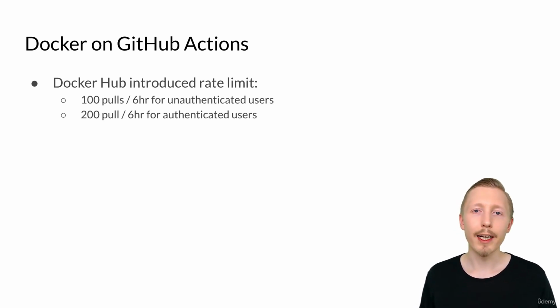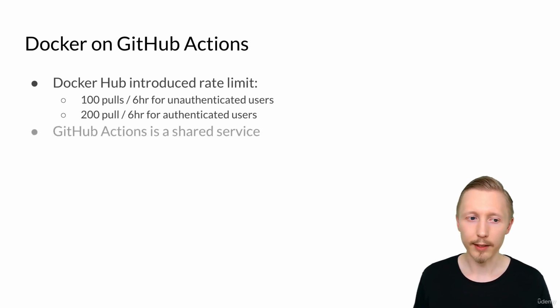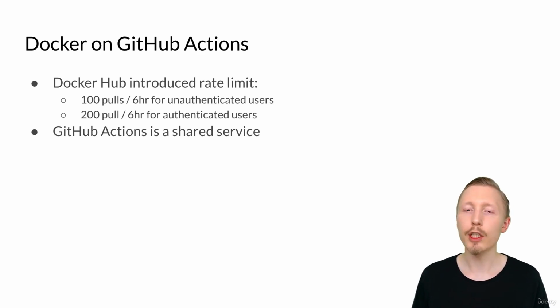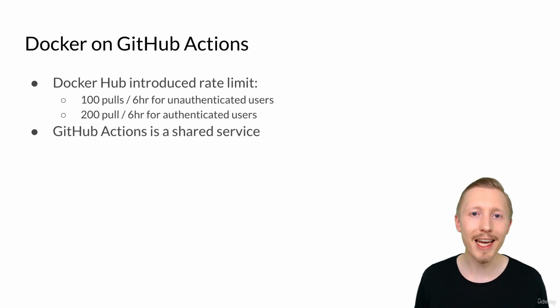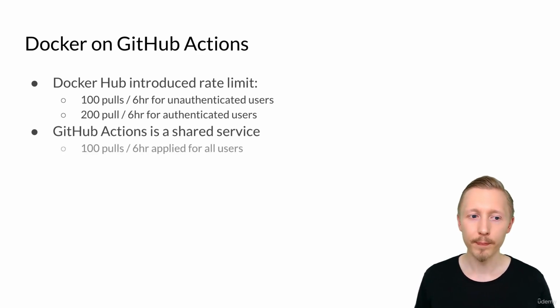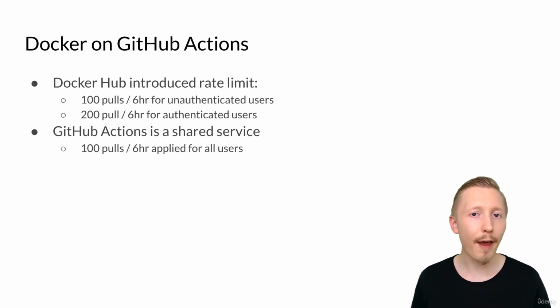In fact, both of these rate limits would normally be fine for a project like this. However, the problem is that we're going to be running Docker on GitHub Actions, which is a shared service. So we're not going to be the only developers in the world using GitHub Actions. GitHub Actions works by running our code on shared servers, which are used by many other projects and many other developers. So this means that this 100 pulls for every 6 hours is applied for every single person using the servers that are shared between all of the different developers on GitHub Actions. This is a problem because this 100 pulls every 6 hours gets quickly used up.